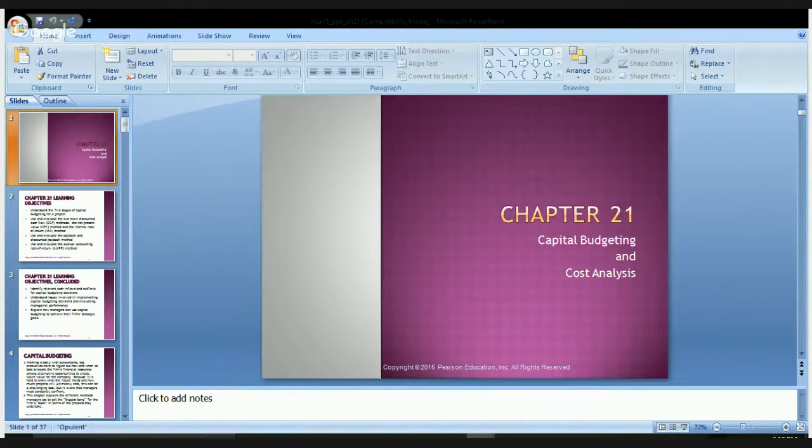It is relatively simple to adjust the payback method to incorporate the time value of money by discounting the expected future cash flows before performing the calculations.